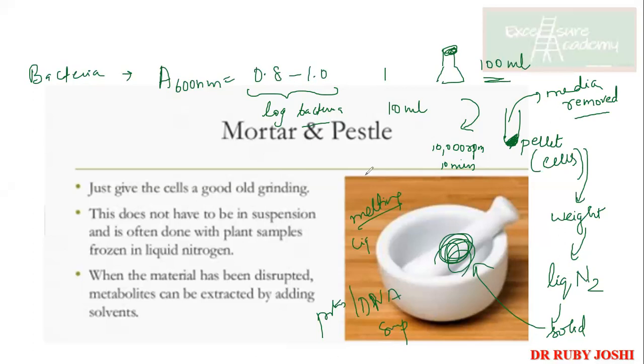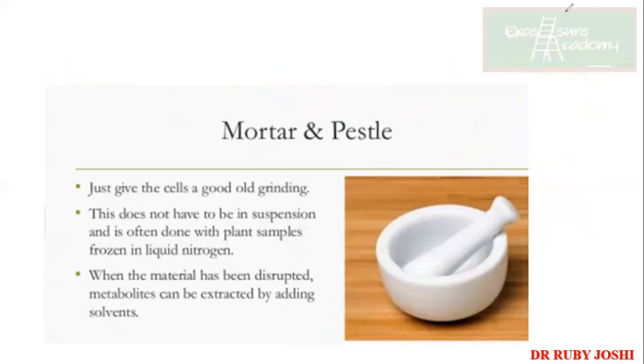So even though I just said mortar pestle, there are so many steps before that which we have to do. It's not like someone just handed you the cells. All these steps are required. Okay. So this is one mechanical method of disrupting the cell.